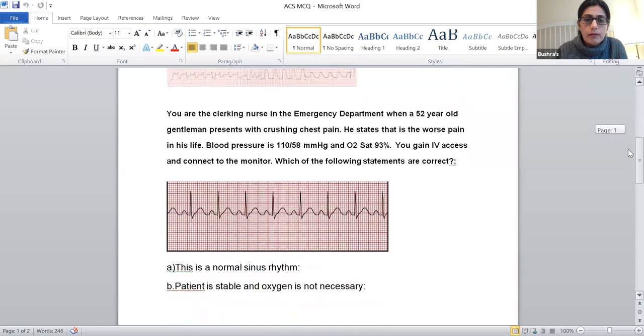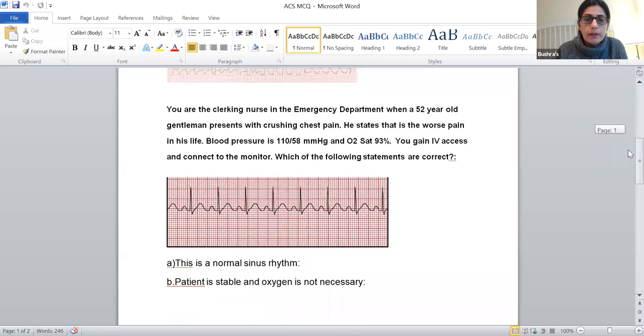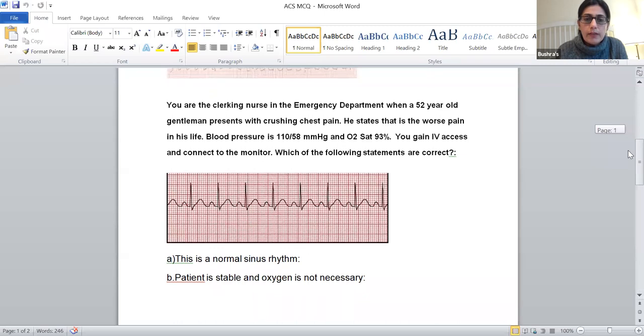So you see this rhythm strip. This is normal sinus rhythm. You have got P waves, you have got normal QRS complexes, and you can see the T wave. If you measure it, it looks regular. So this is normal sinus rhythm. Patient is stable and oxygen is not necessary.